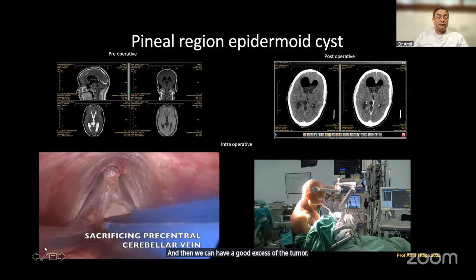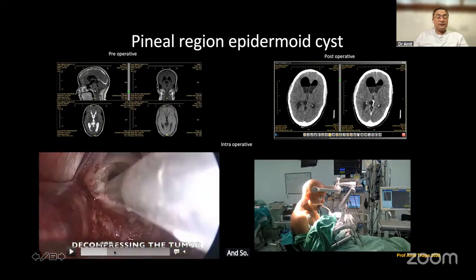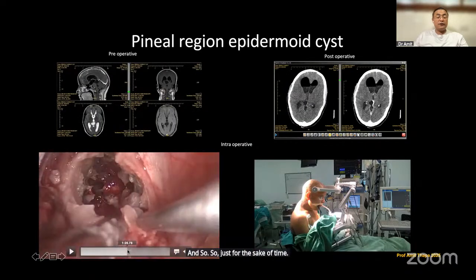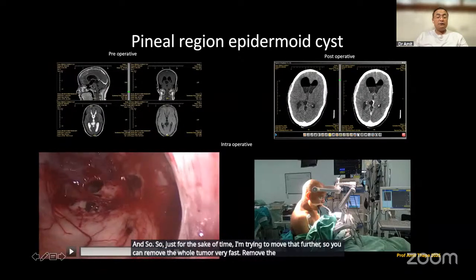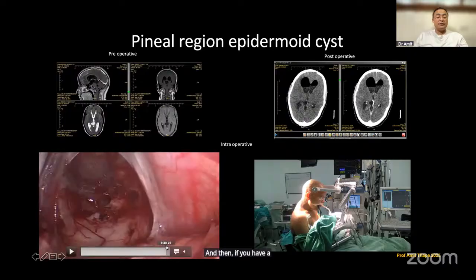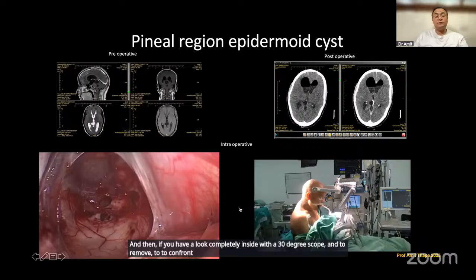Just for the sake of time, I'm trying to move that further. So you can remove the whole tumor very fast. You remove the capsule of the tumor, and then you have a look completely inside with a 30-degree scope to confirm that the tumor has been completely removed.